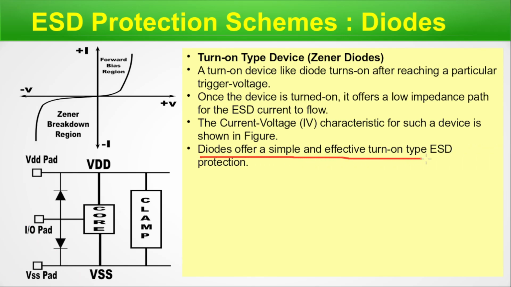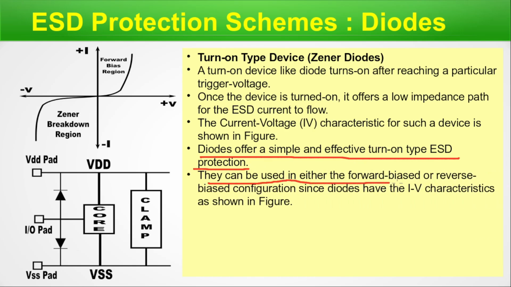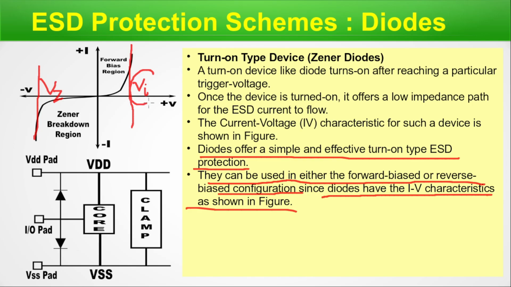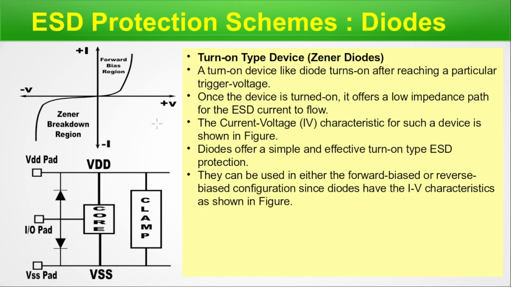Diodes offer a simple and effective turn-on type ESD protection. They can be used in either forward biased or reverse biased configuration since diodes have IV characteristics as shown in the figure. So even if we have some requirements where the forward biased voltage is needed for that triggering voltage, we can also use that. So we mark this VF and this is VZ. Based on the need, we can use either the forward biased voltage or the VZ voltage, depending upon whatever our circuit requirement is.